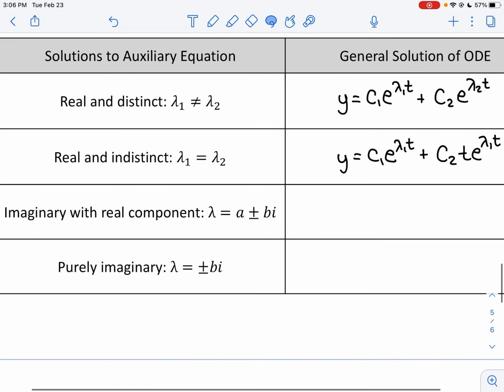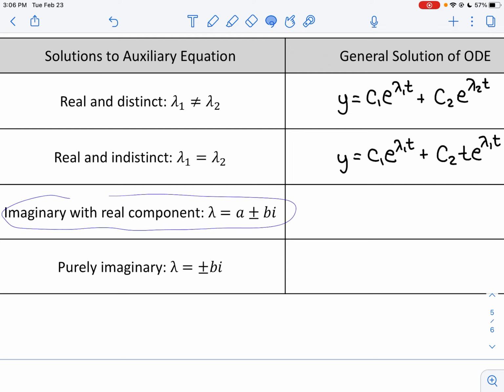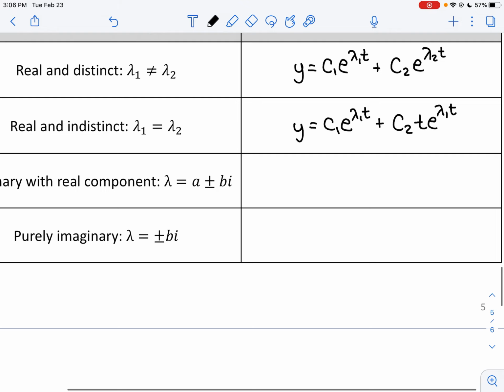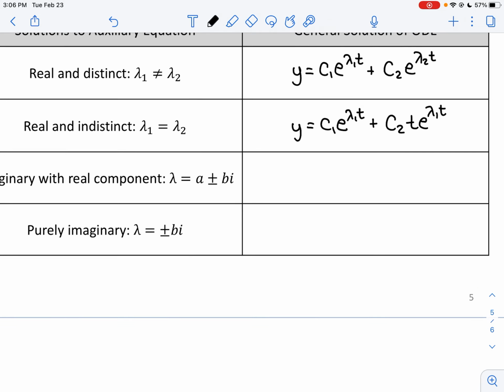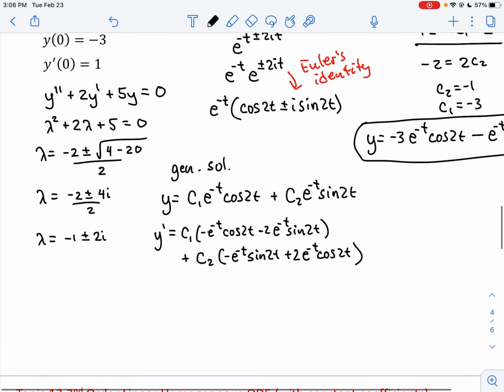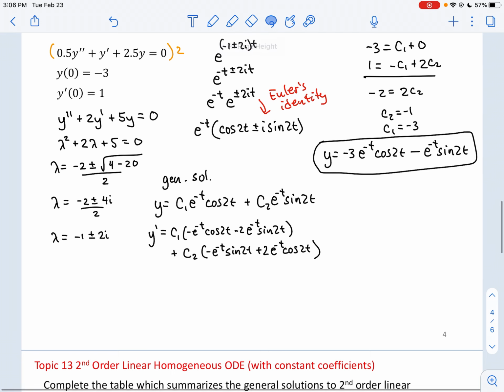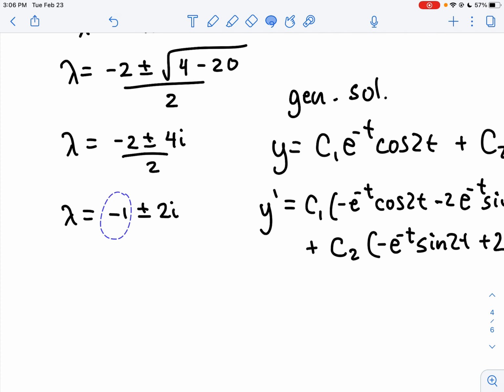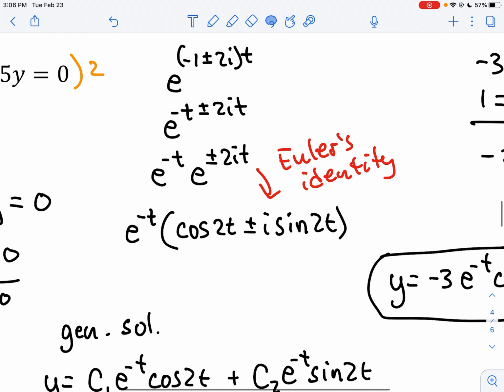Now let's go to the table entry for when we have a real and an imaginary component. So when a plus or minus bi, where a and b are not 0. This was actually our fourth example we did. And when we broke this one apart, if you look back at our last example here, notice that the negative 1, trace this negative 1. Where did that go exactly?